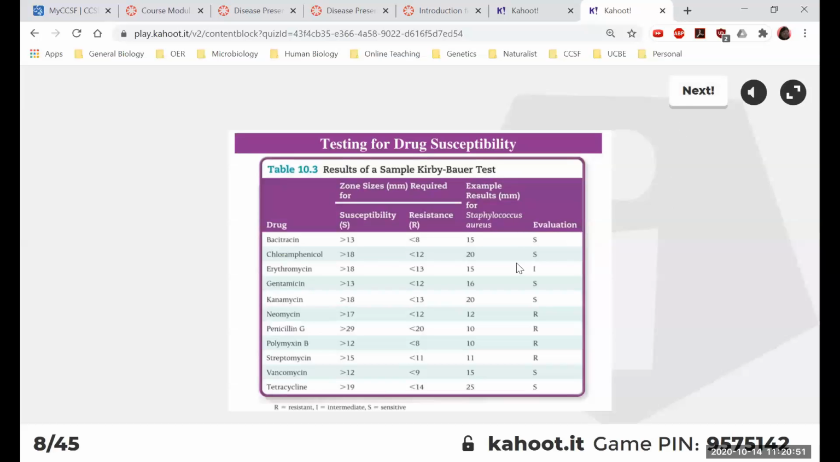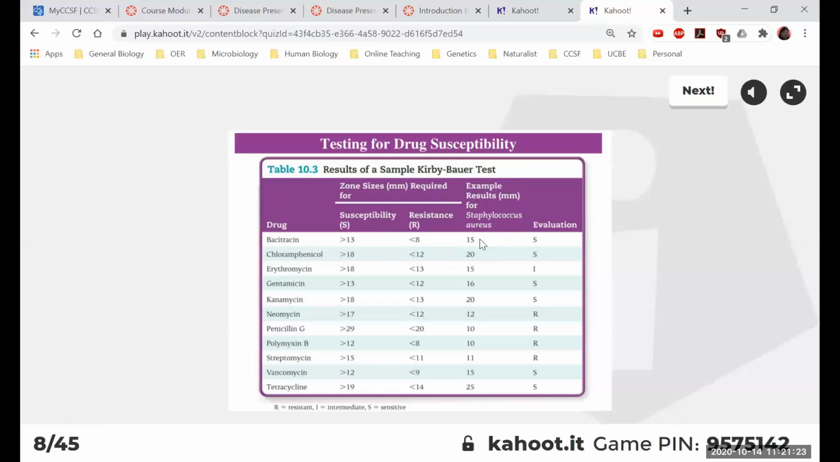So for different drugs, we actually have this chart to show you how to interpret your Kirby-Bauer test. So for bacitracin, for example, if your zone of inhibition is larger than 13 millimeters, that means the bacteria is still susceptible or sensitive to drug treatment, so you can actually use it. If your zone of inhibition is less than 8 millimeters, the bacteria is resistant, so you do not want to use it.